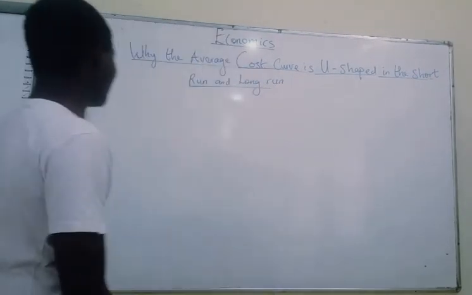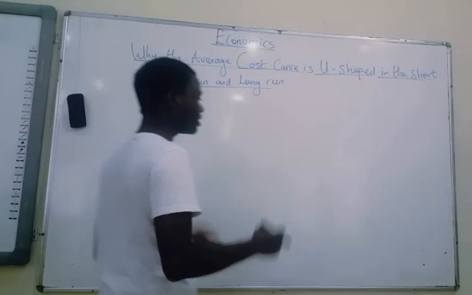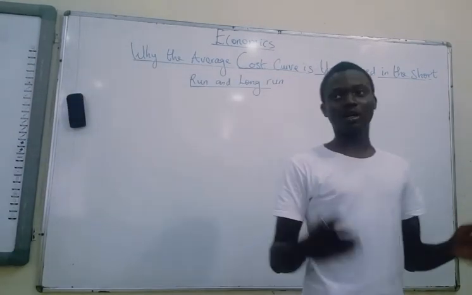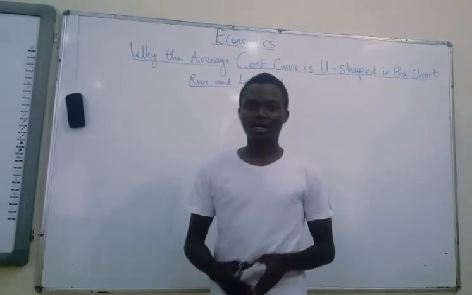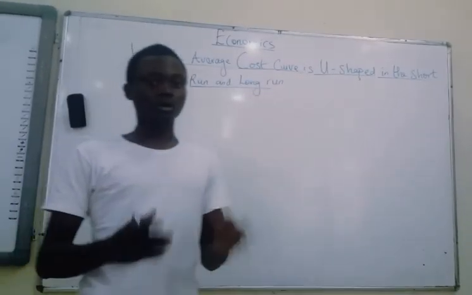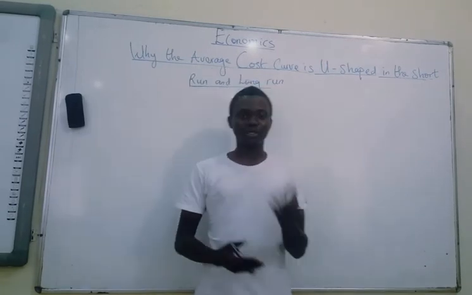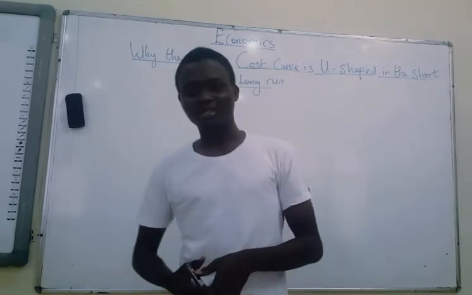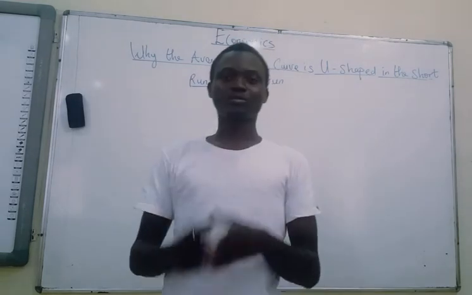Okay, today we shall be talking about why the average cost curve is U-shaped in the short run and in the long run. This particular part of economics gives students problems. Some don't even really know the difference between short run and long run.